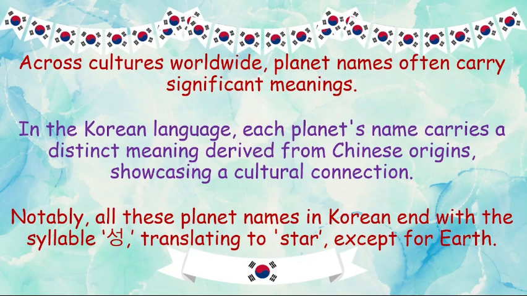Okay? Now, also remember one thing, that all the planet names in Korean end with the syllable song, translating to star. Song means star, except for Earth. Earth is named differently in the Korean language, right? Now, let's see the names of all the planets in Korean.